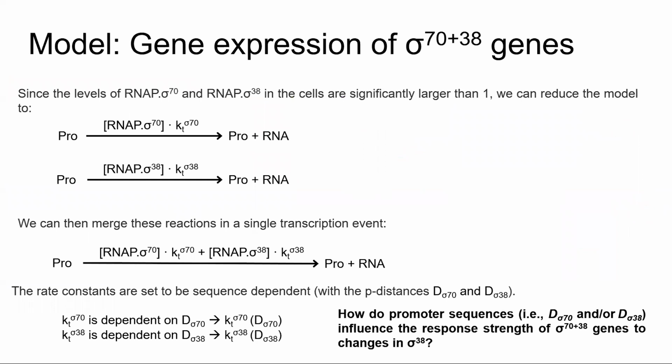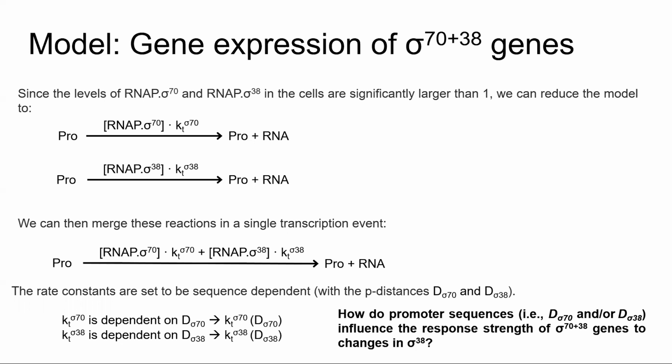Since the number of RNAP sigma 70 and RNAP sigma 38 in the cells are significantly larger than 1, we can simplify the transcription reactions. And we can further simplify the reaction of transcription by merging both these reactions into a single transcription event. To introduce the sequence dependency in the model, the transcription rate constants are set to be sequence dependent, using the p distances d sigma 70 and d sigma 38.